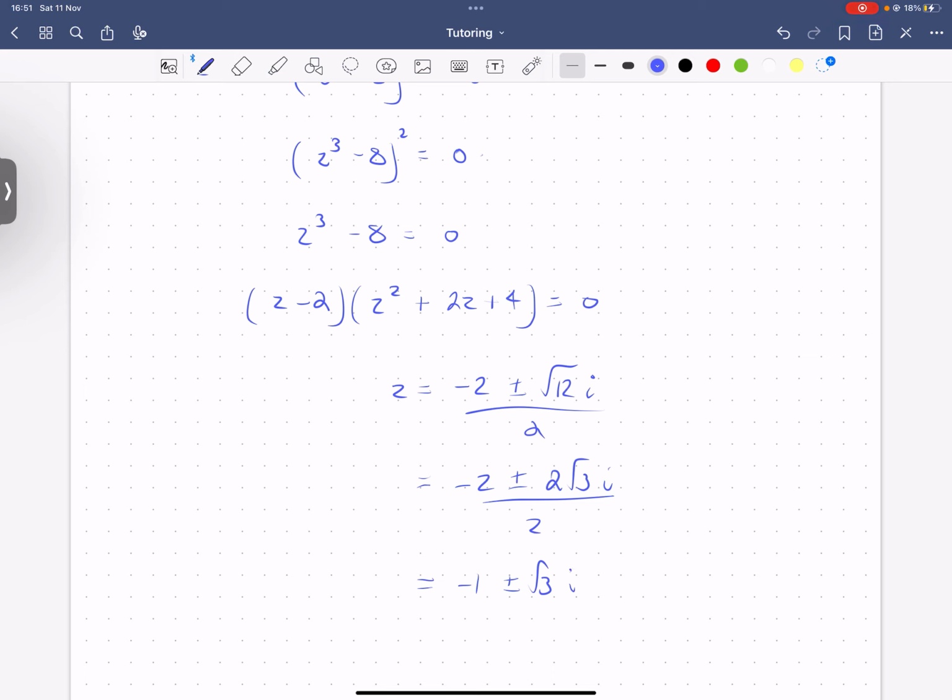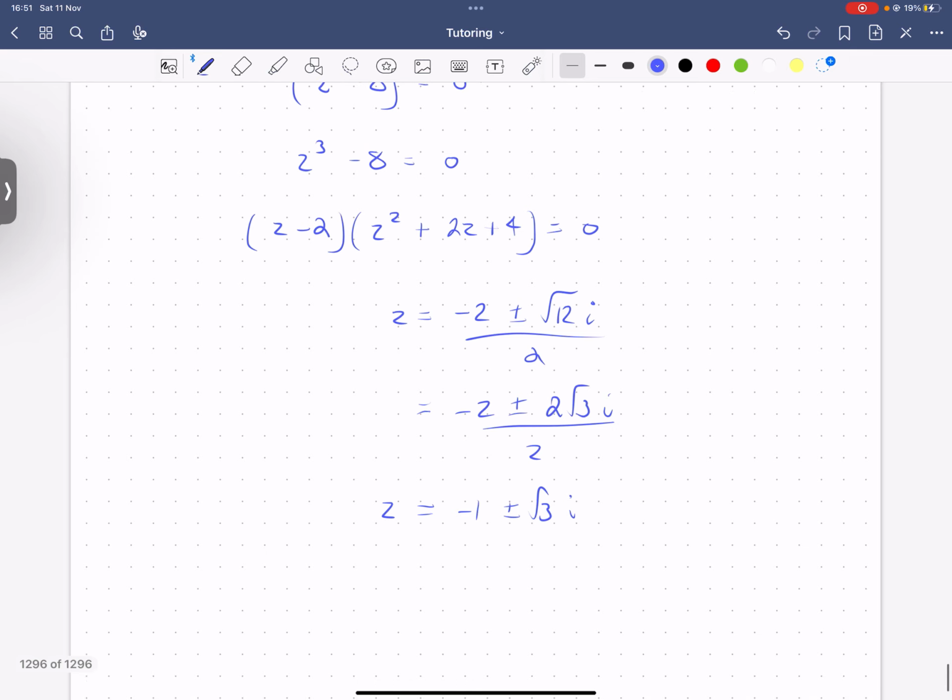Now, on purpose, I'm going fast because I'm recording a video, so make sure you're pausing as you're writing in your solutions. The only reason I'm going at this speed is because you can pause me. So, therefore, the solutions are z equals 2 and minus 1 plus or minus root 3i.